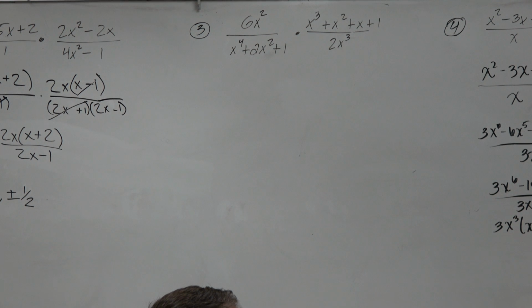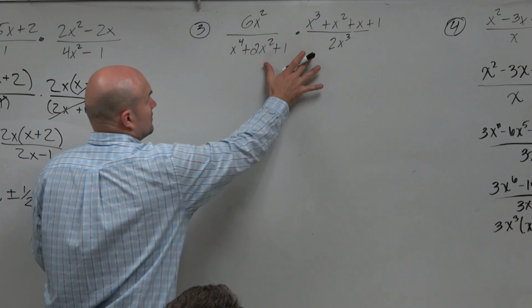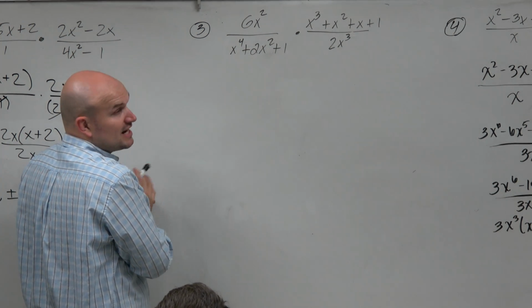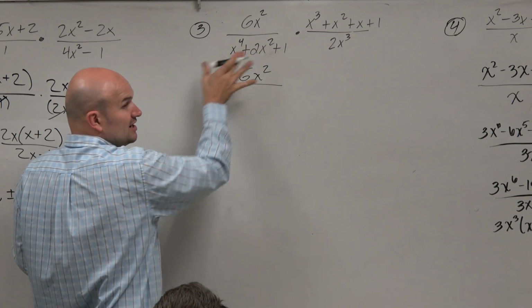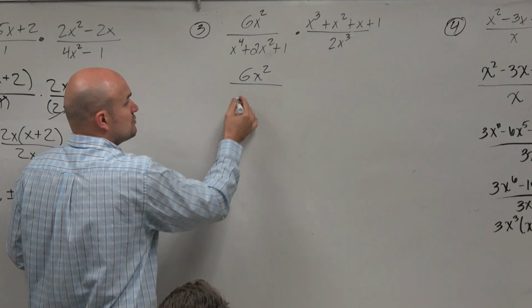All right, so in this example, if I want to simplify this, I can factor. I have a whole bunch of things I can factor here. I can't really do anything with the x squared, or 6x squared. But here, I can factor this. I notice that this is a perfect square trinomial.